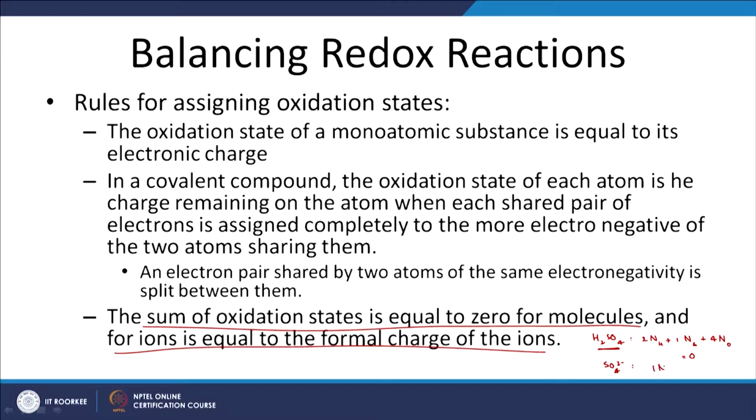So 1 times the oxidation state of sulfur plus 4 times the oxidation number of oxygen is going to be equal to the formal charge of the ion, that's equal to -2, right? Again, I guess people are well versed with this particular aspect, but we need to touch upon the relevant basics. This is one aspect you need to understand better when you are assigning the relevant compounds.